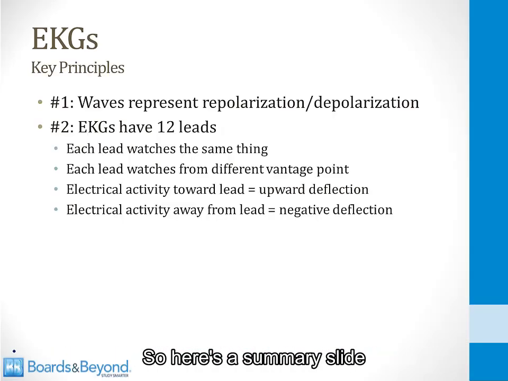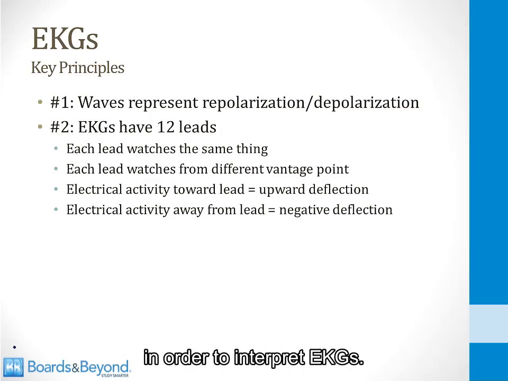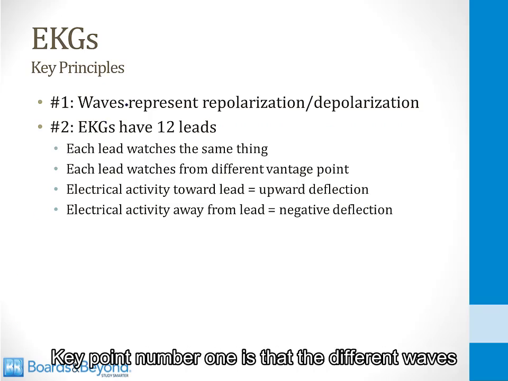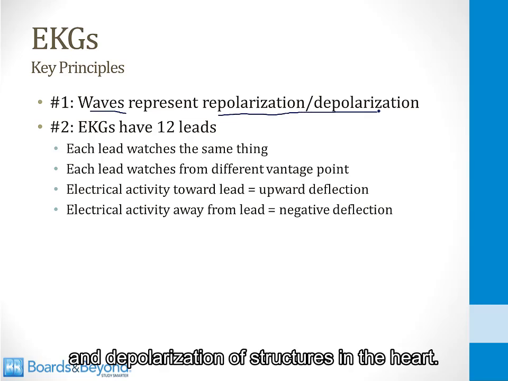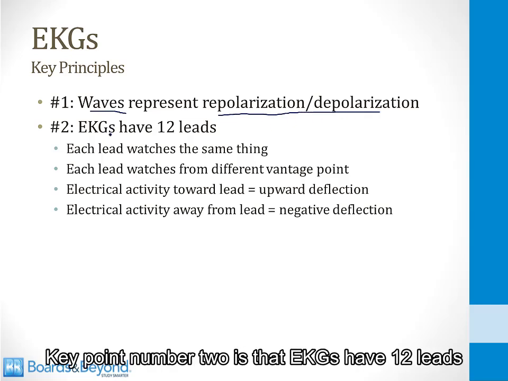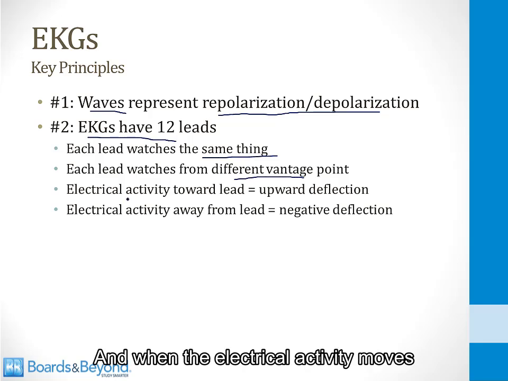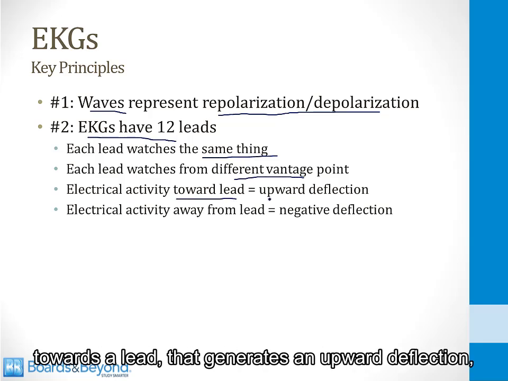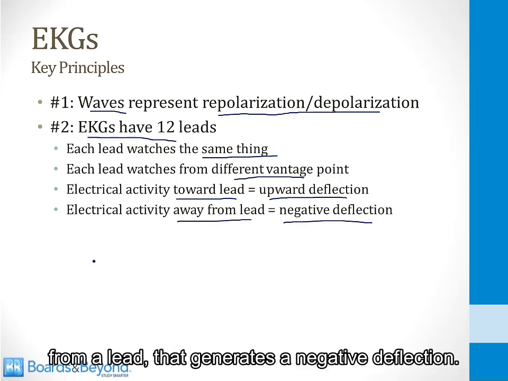So here's a summary slide of the key points that we've just discussed. These are very important for you to understand in order to interpret EKGs. Key point number 1 is that the different waves, like the P wave and the QRS complex, represent repolarization and depolarization of structures in the heart. Key point number 2 is that EKGs have 12 leads, and each lead watches the same thing but from a different vantage point. And when the electrical activity moves towards a lead, that generates an upward deflection. When it moves away from a lead, that generates a negative deflection.